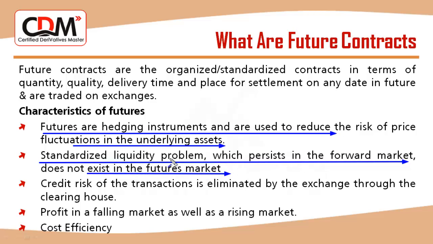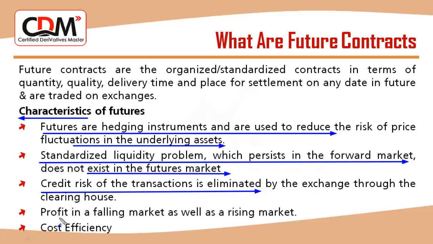So these are the benefits of trading in futures, but we are not going to cover the futures part much more here, because this is about options. Further, the credit risk of the transactions is eliminated by the exchange through a clearinghouse. So every exchange has a clearing and settlement mechanism. Once there is some credit risk problem, that is the responsibility of the clearinghouse, and they will manage how to clear these kinds of problems.